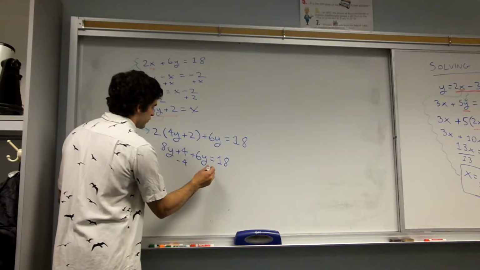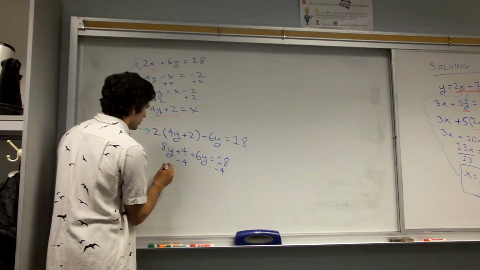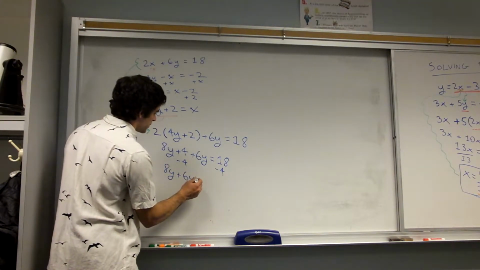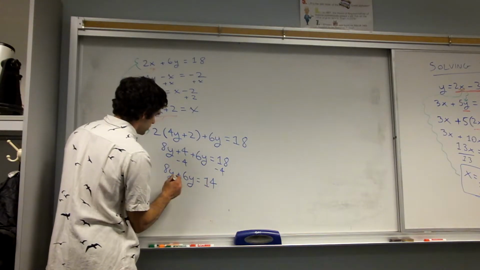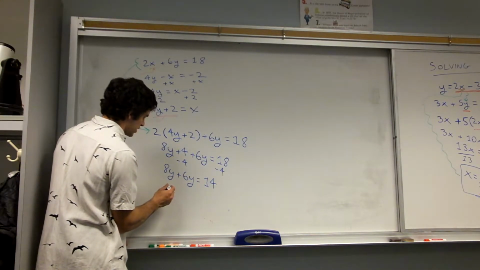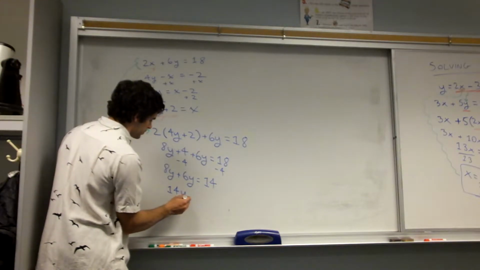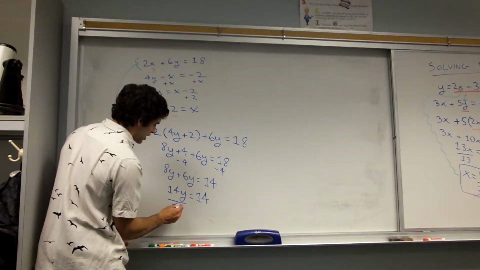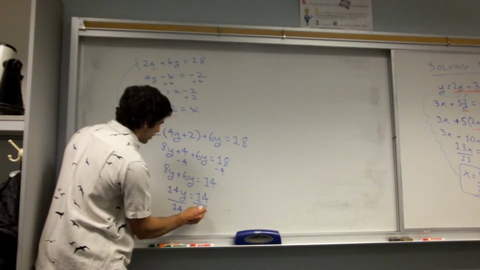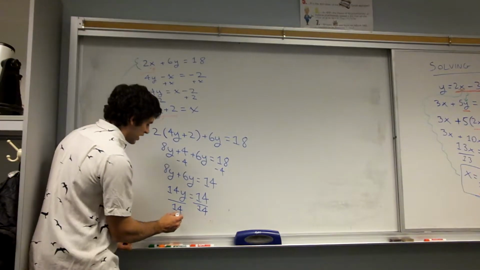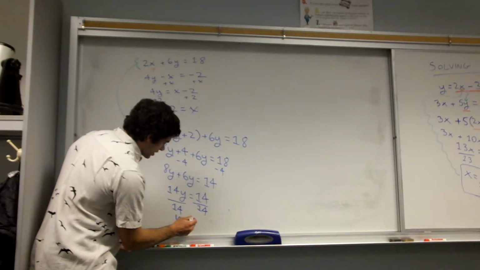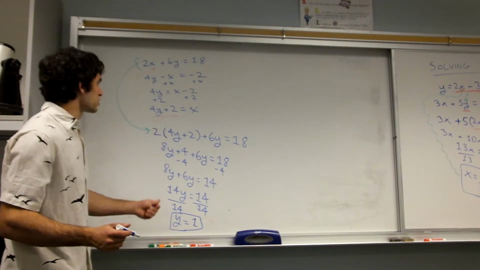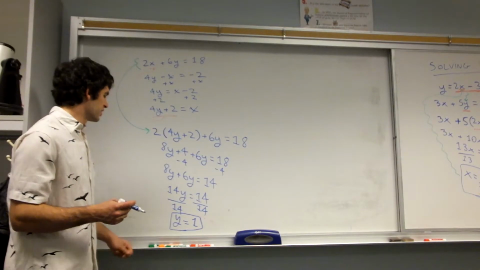If we subtract 4 from each side, we get 8y plus 6y is equal to 14. 8y plus 6y is equal to 14y, which is equal to 14. And then all we have to do is divide each side by 14. And what do you know? We get a really, really nice answer. We get that y is equal to 1. You really love to see that. So that is also going to make our next step really, really easy.